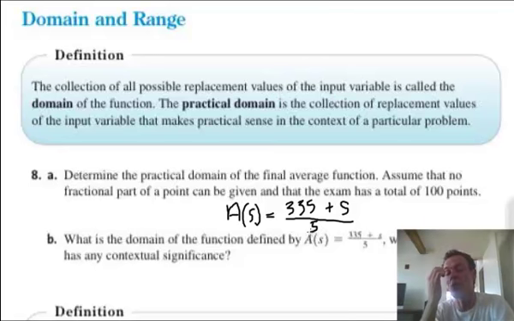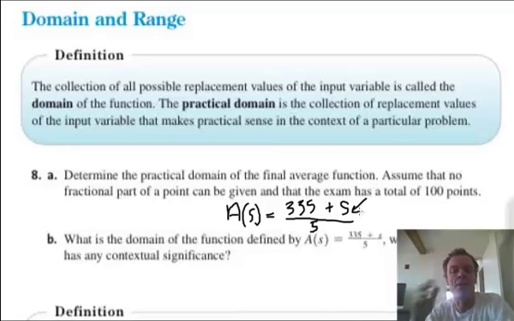Now what we're saying here is, what's the practical domain? What values of s can I put into this? It's like, okay, this is the x-axis. Remember that average is the answer, the y-axis, that's how you graph it. What values of s on the x-axis will produce the average on the y-axis?